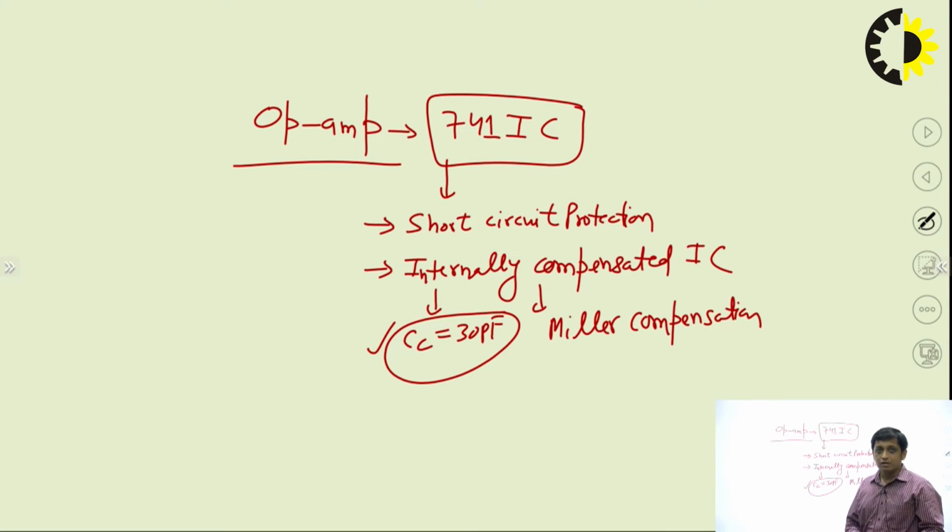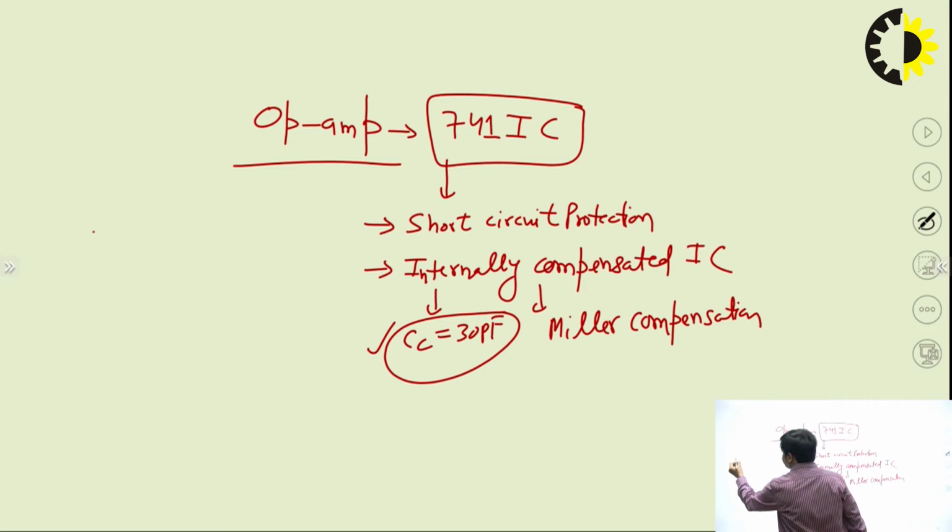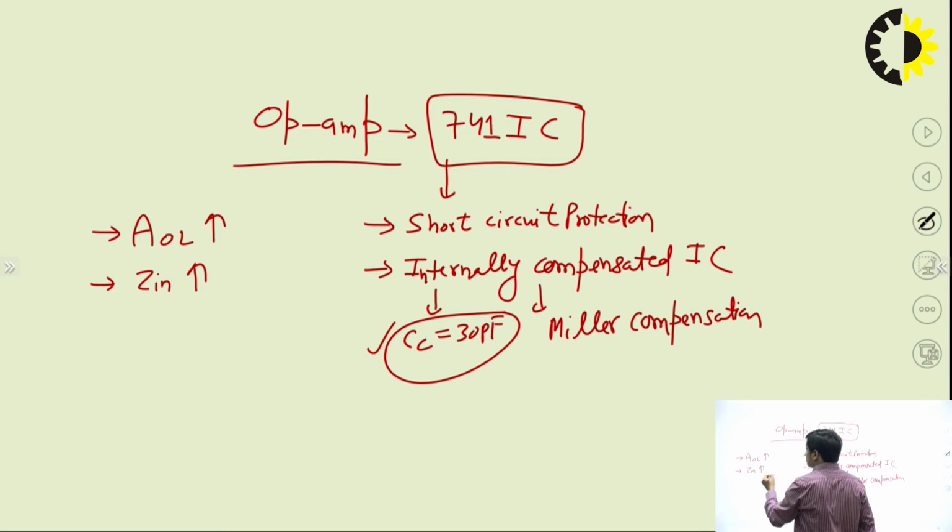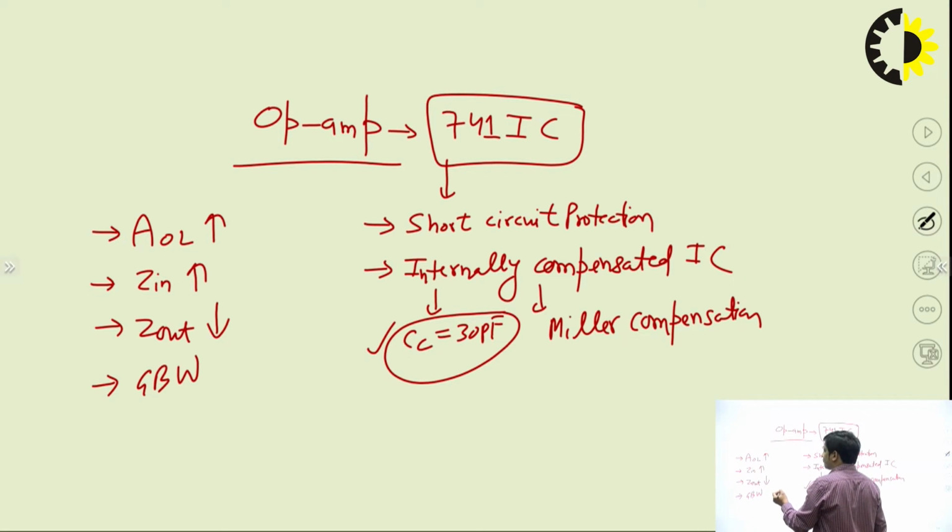Apart from this, 741 IC is having high open loop gain, around 107.7 dB. Input impedance is also very high, in the megaohm range, and the output impedance is very low, in the ohms range. When we talk about the gain bandwidth product, also called unity gain frequency, for 741 IC it is around 1 megahertz.